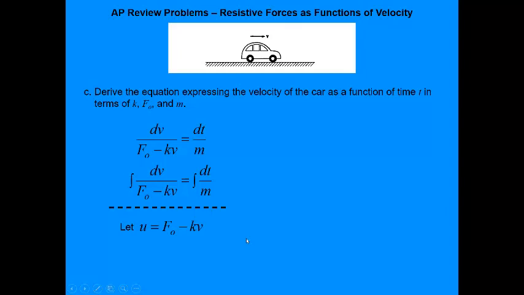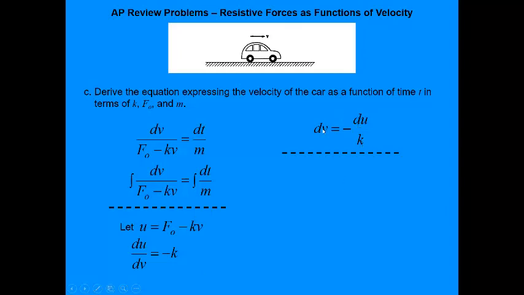And then we're going to take a derivative of this function with respect to our variable, which is v. Right? F of o and k are constants. So if we take the derivative of this with respect to v, f of o is a constant, so the derivative of it with respect to anything is 0. The derivative of negative kv with respect to v is just negative k. One little step of algebra, right? dv is the negative du over k.